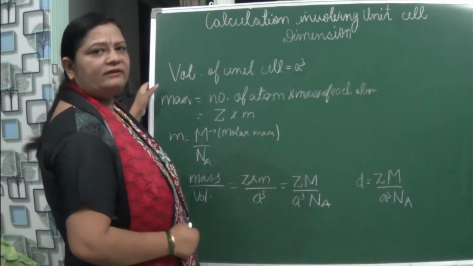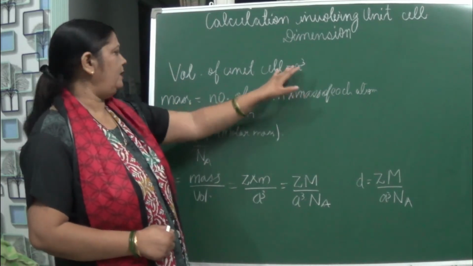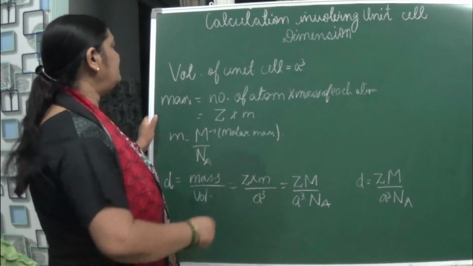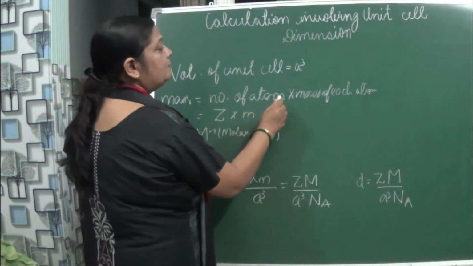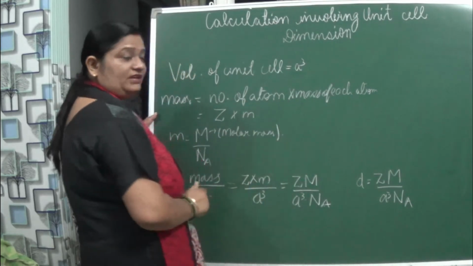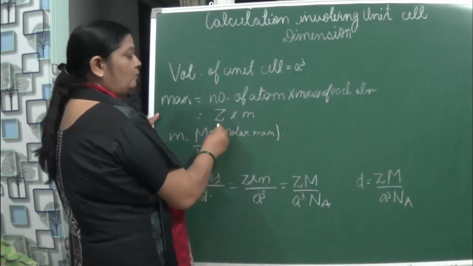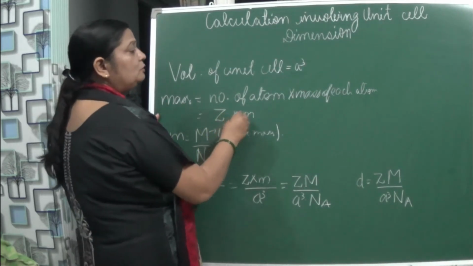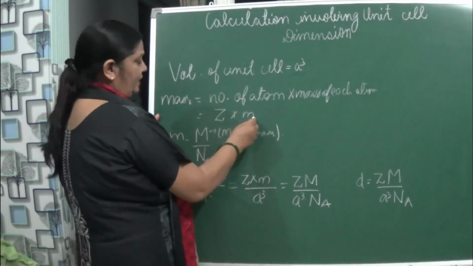Now we are going to study the calculations involving unit cell dimensions. How can we calculate the volume of the unit cell? By the formula A cube. Now, how can we calculate the mass of the unit cell? The mass of the unit cell is equal to the number of atoms into the mass of each atom. The number of atoms is denoted by capital letter Z, and the mass of each atom by small m. So it becomes Z into m.